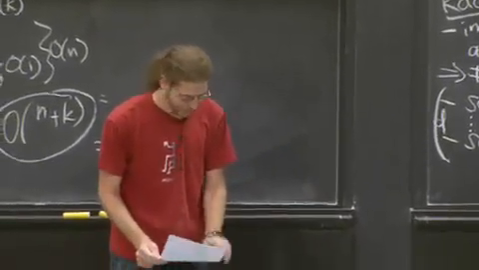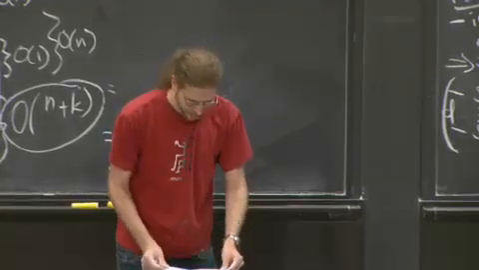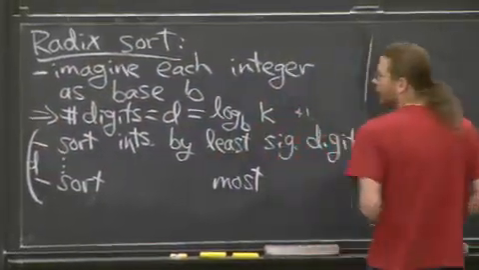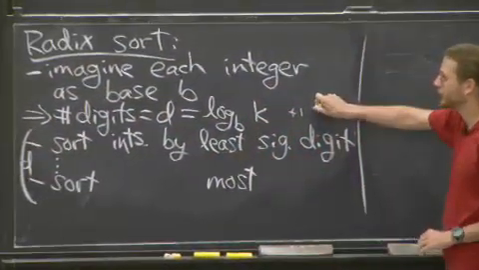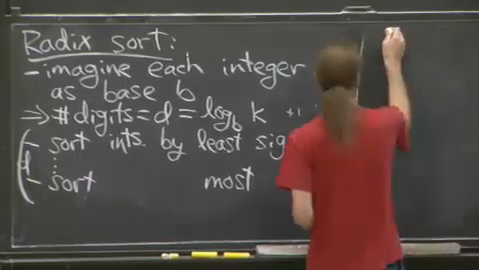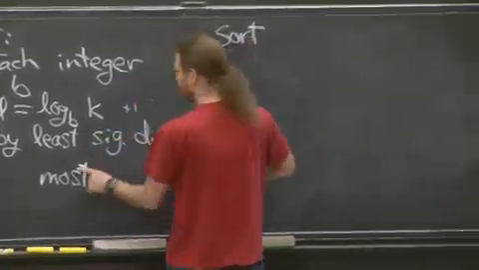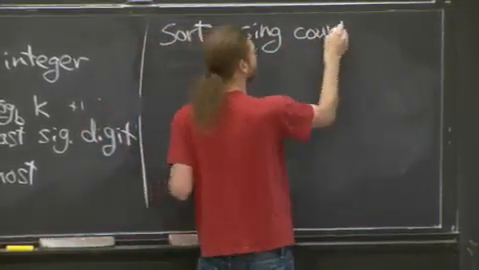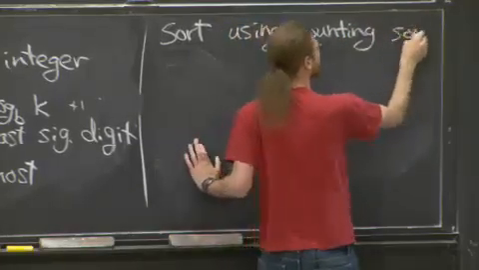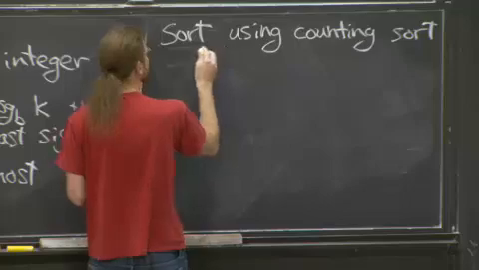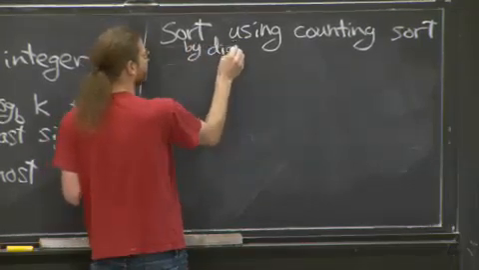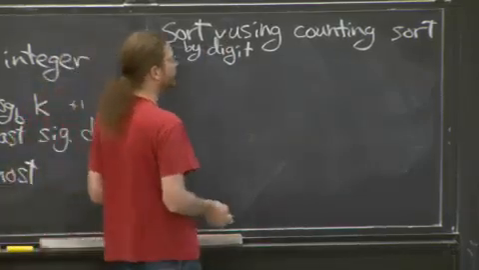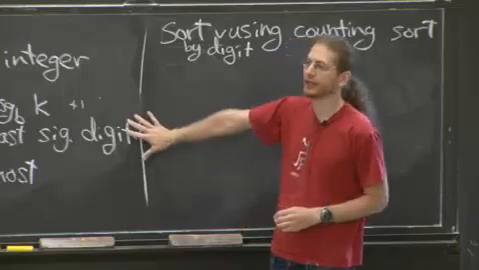I don't have a ton of time for an example. Let me first analyze the algorithm. We'll see if we have time for an example. So there are d digits. Oh, and I'm going to sort each of these sorts using counting sort. This is, I guess, sort by digit using counting sort. So how long does it take to sort using counting sort in this setting?